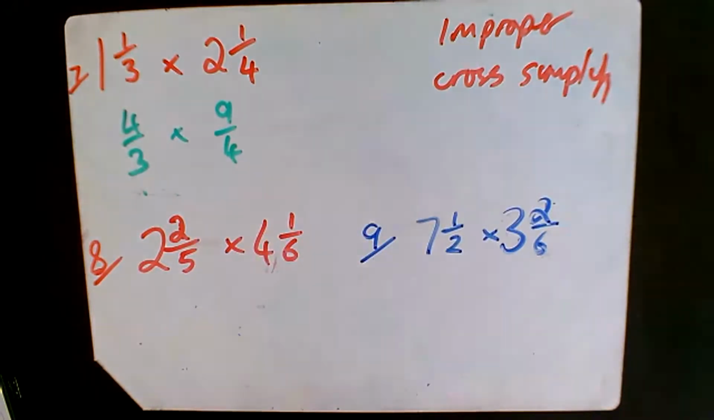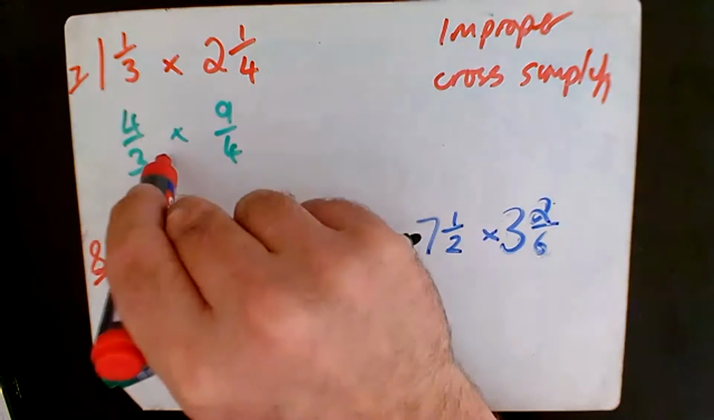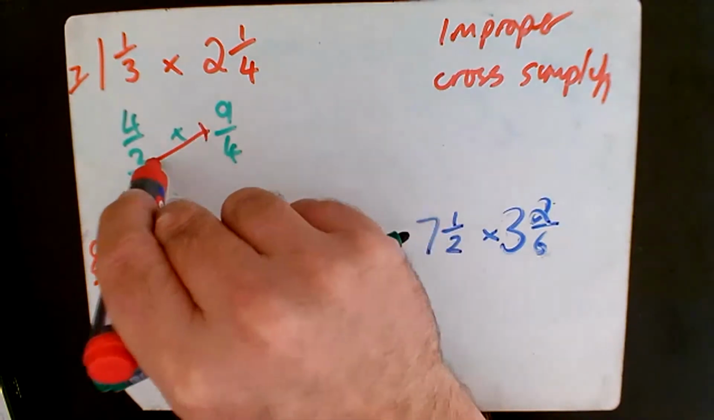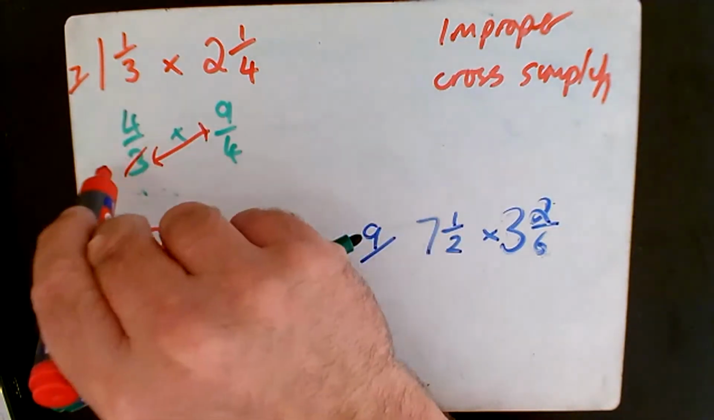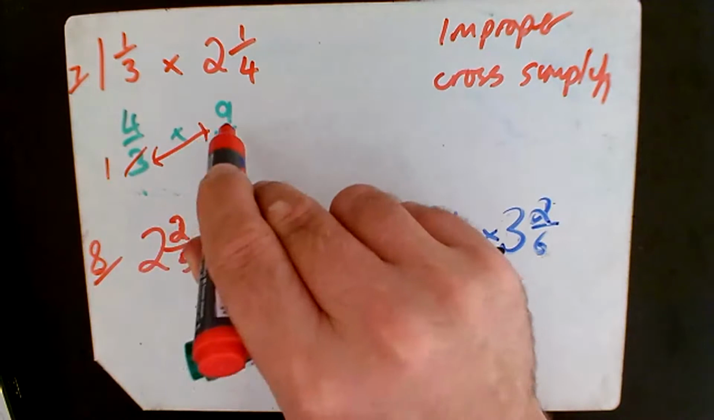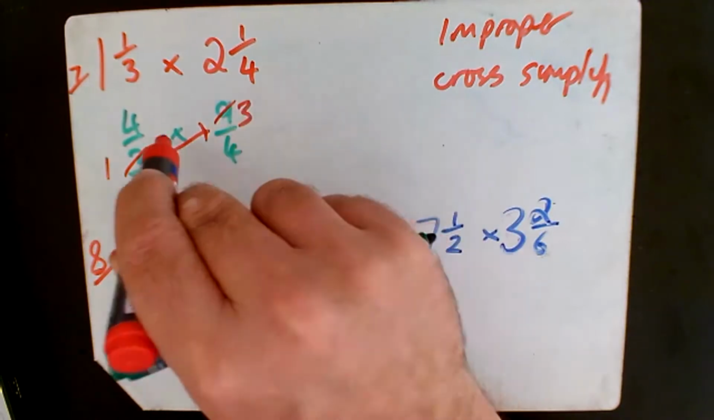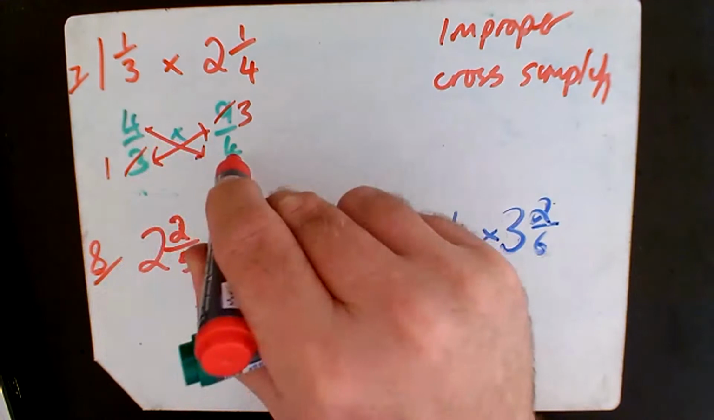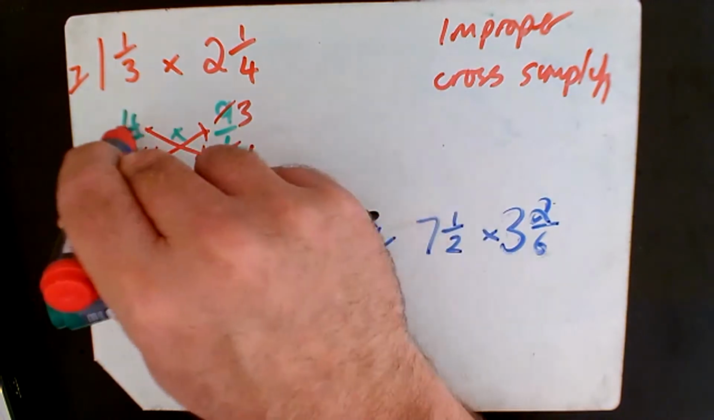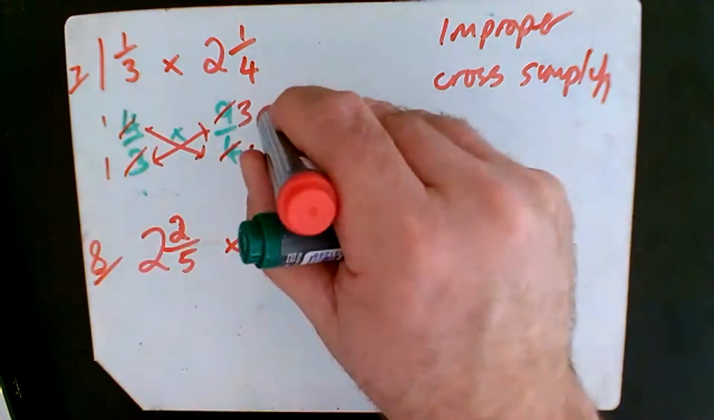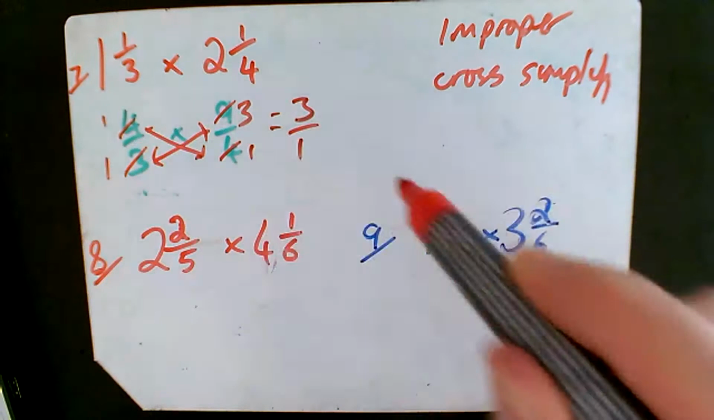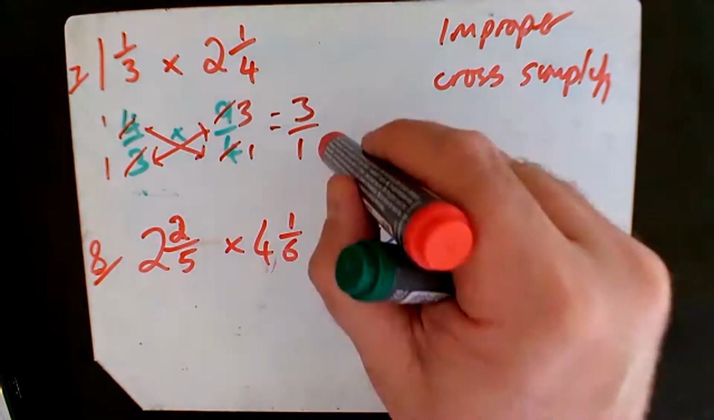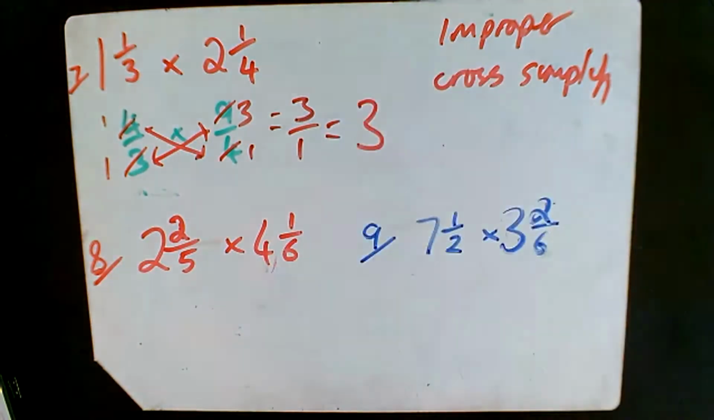So I'm going to cross simplify. What goes into both 3 and 9? Well, 3 goes into them both. 3 goes into 3 once and into 9 3 times. 4s. 4 goes into both 4 and 4. 4 goes into itself once, itself once. 1 times 3 is 3. 1 times 1 is 1. 3 over 1, which equals 3.